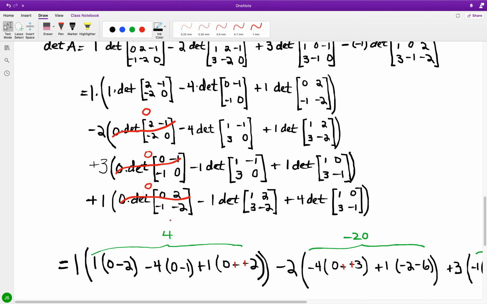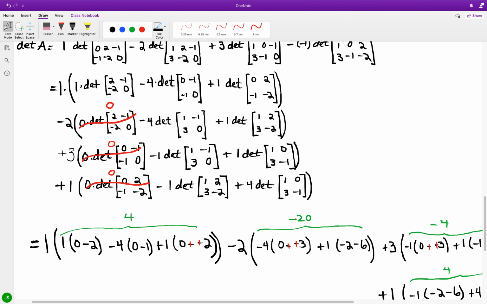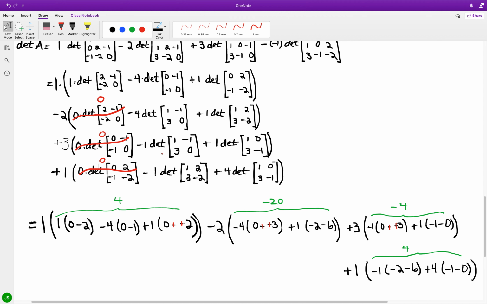And then next, we have minus 2. Again, we can just start out with negative 4, times the quantity 0 minus negative 3, or 0 plus 3, and then plus 1 times the quantity negative 2 minus 6. Following through, we have 3 times the quantity negative 1 times the quantity 0 plus 3, and plus 1 times the quantity negative 1 minus 0. Finally, we have 1 times the quantity negative 1 times negative 2 minus 6, plus 4 times the quantity negative 1 minus 0.